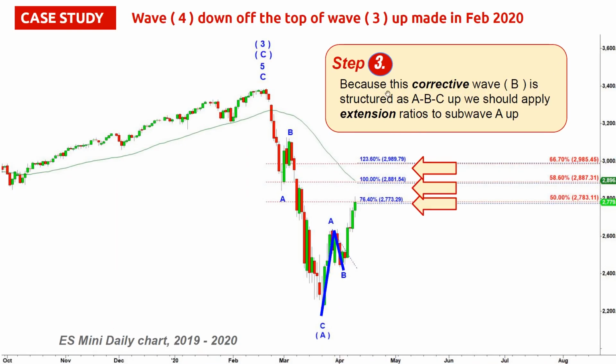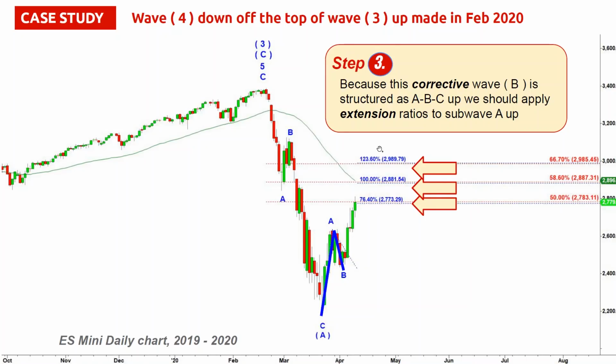Step number 3. Because this corrective wave, parenthesis B, we label it in parentheses just to show how big it is. It is subdivided, it is structured as ABC. Itself, it's a zigzag, so we have a bigger zigzag, but every move inside the zigzag could be itself a zigzag. You see, ABC was the first move down. Now we need to get ABC of a counter-trend move in the opposite direction. That would be subwave B. We would label it as B in parentheses.